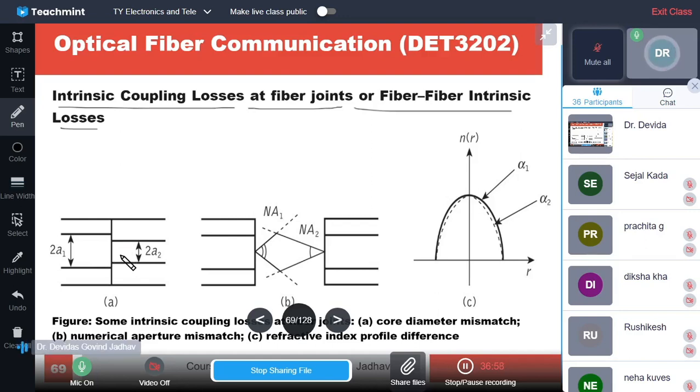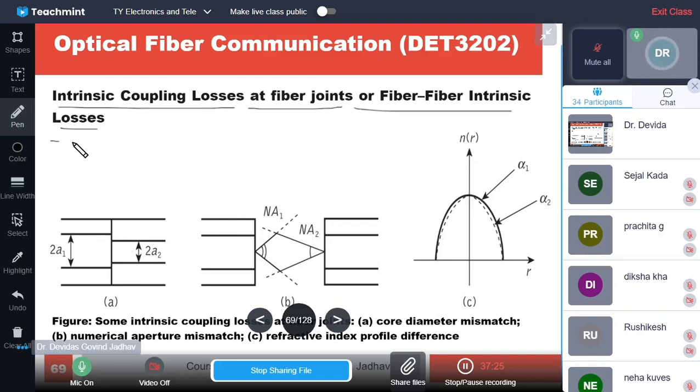What is interesting in this is, if the transmitting or source fiber has a higher diameter and the receiving fiber, that is the fiber which receives the optical power from the previous one, has a smaller diameter, then there will be great loss.